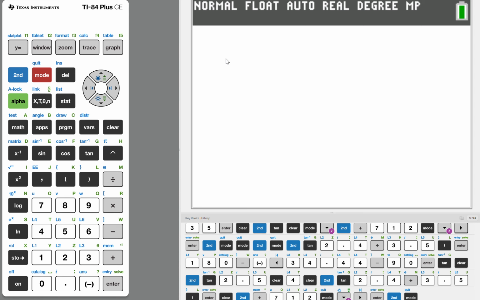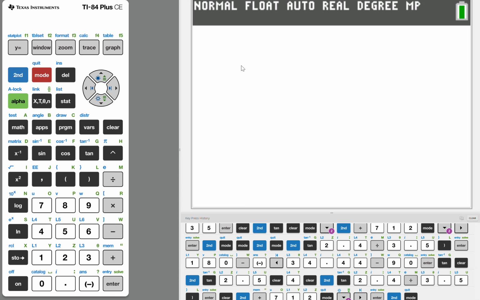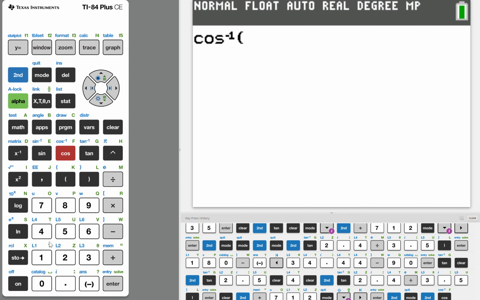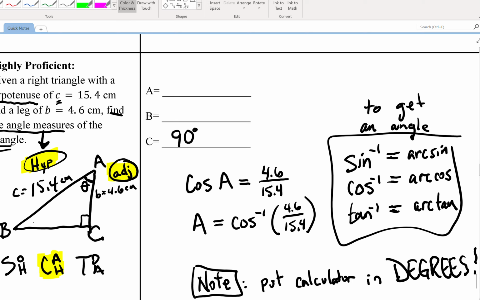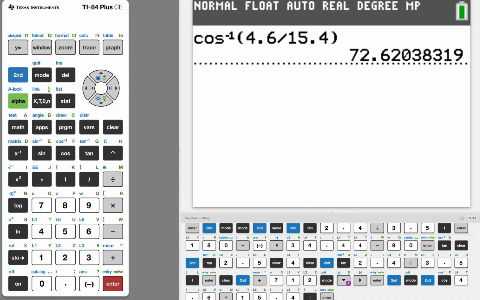And then we're going to go up here and we'll say the inverse cosine. Second cosine, it's got that little -1. So the inverse cosine of 4.6 divided by, what was it? 15.4. 15.4, and close the parentheses there and then hit enter, and it will give you back 72.62, yada, yada, yada.